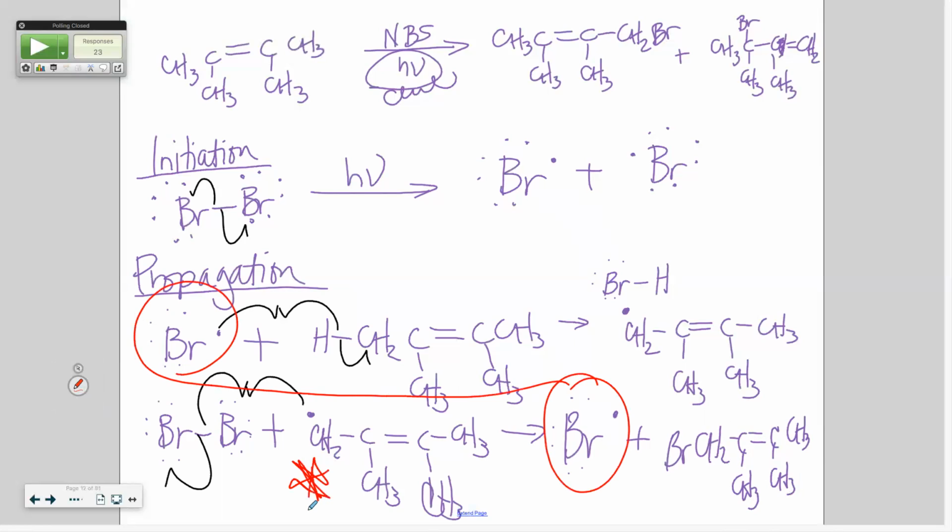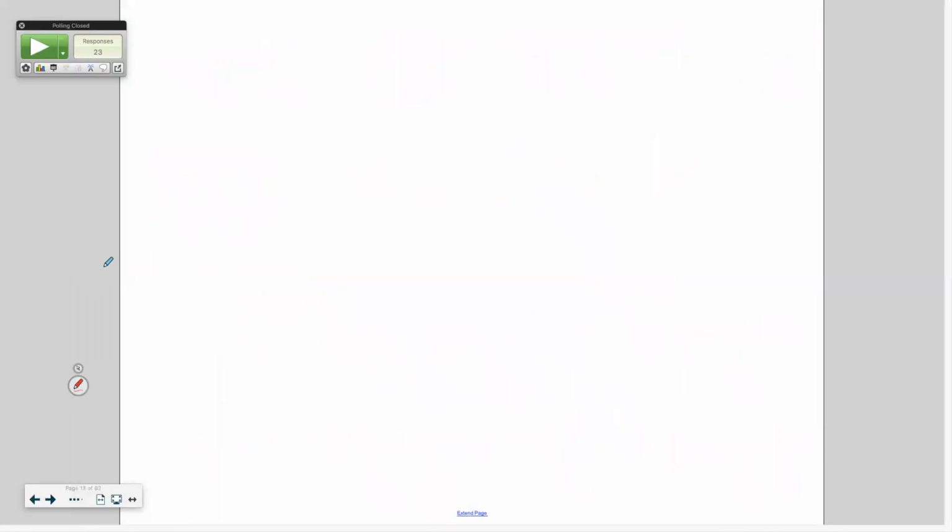Let's look at that intermediate. So we had CH2, here's our free radical, right? Okay, what stabilizes free radicals? What are the things that stabilize free radicals? Induction. And what is that? Through the bonds. Good, good. So we got this alkyl group here stabilizing.